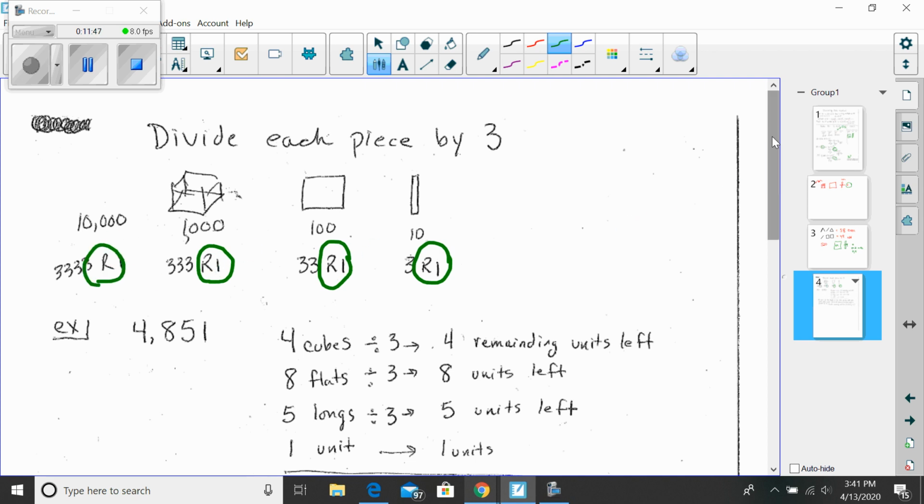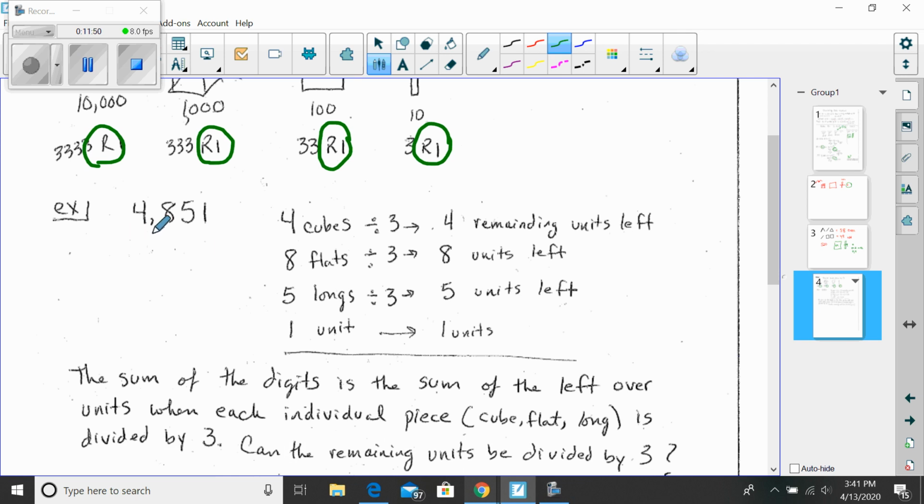I would have 8 units left over because I would have 1 unit from each flat. Okay, so I'd have 8 units left there. I'd have 5 units left from my 5 longs. So when I'm adding the sum of the digits, what I'm really adding up is the sum of the leftover units. If my leftover units taken all together are divisible by 3, then the entire number was divisible by 3. Okay, so that's a more concrete way, concrete because I'm referring to the blocks.